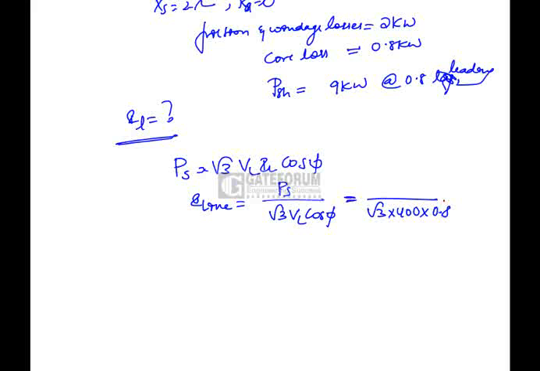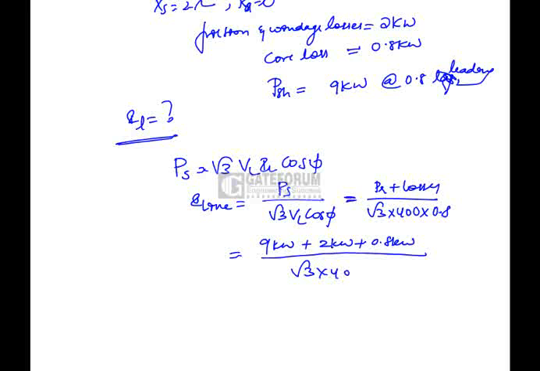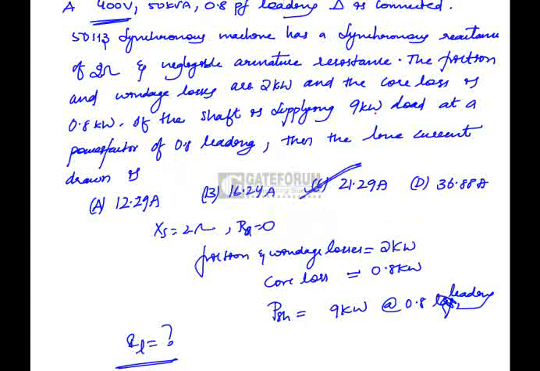Now what is sending end power here? Sending end power is equal to receiving end power plus losses. That means 9 kilowatt, which is the useful power at the shaft, plus 2 kilowatt plus 0.8 kilowatt, which are friction and windage losses plus core loss in the machine, divided by root 3 into 400 into 0.8, which is equal to 21.29 amperes. Option C is correct.